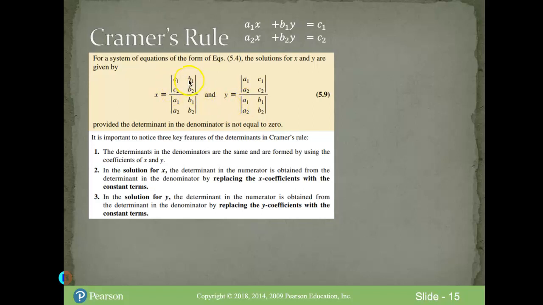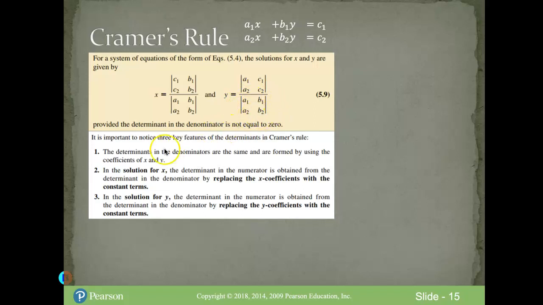Notice that these determinants are the coefficients or constants from this standard form. You can read more about determinants from our text, and I will also show you how to use determinants through this example with Cramer's rule. There are some key features to note about Cramer's rule. The determinants in the denominators are the same. They are formed by using the coefficients of x and y. So really you only have to find or evaluate this determinant once, and you know it's the same thing for y, or vice versa.